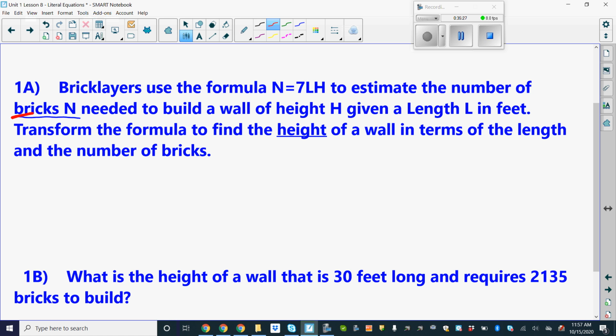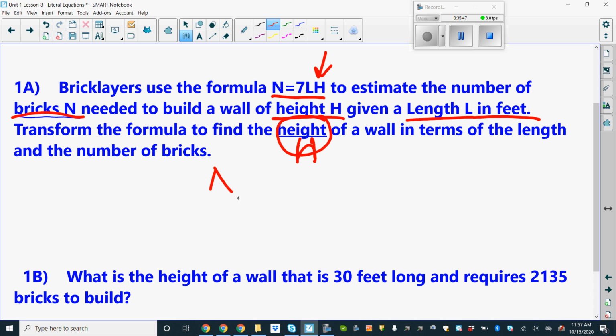To build a wall of H height. So H is your height, N is the number of bricks, given an L length, and L is your length in feet. Transform the formula to solve for the height, which is our H, in terms of the number of bricks. So we're going to just solve for H now.